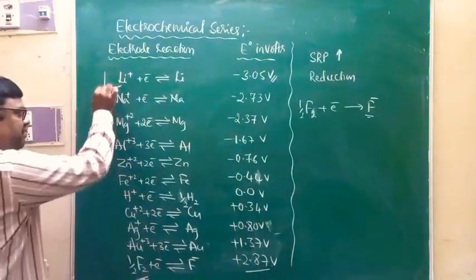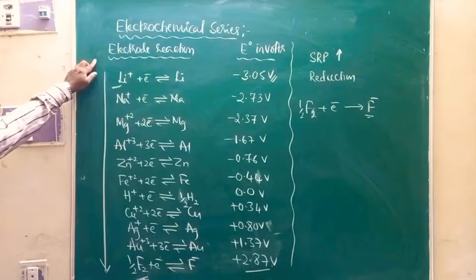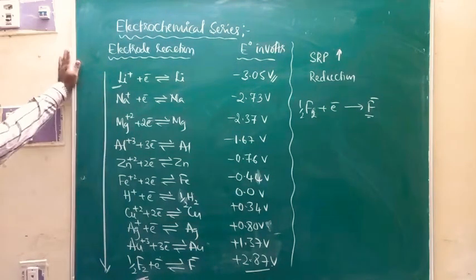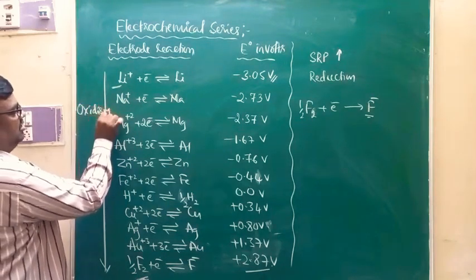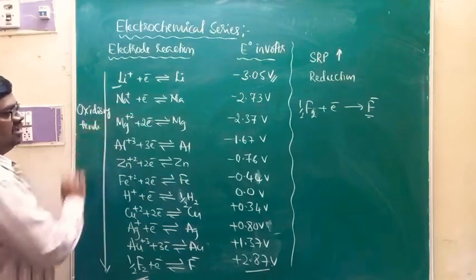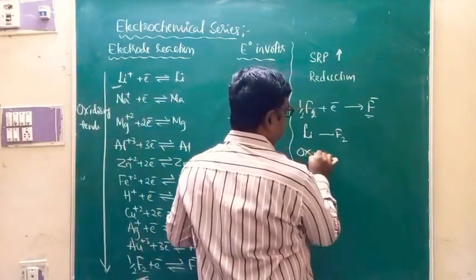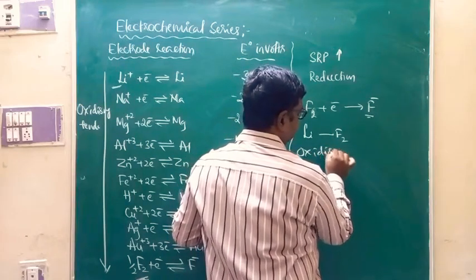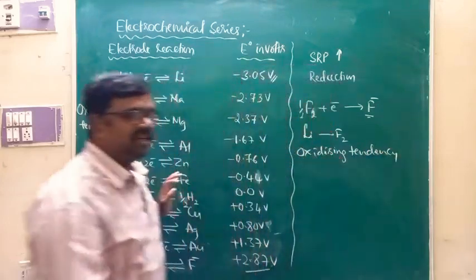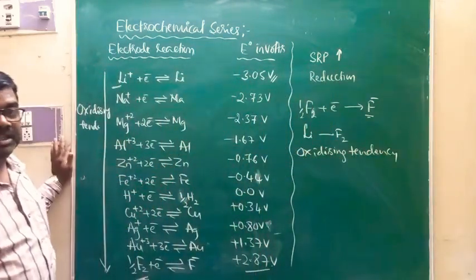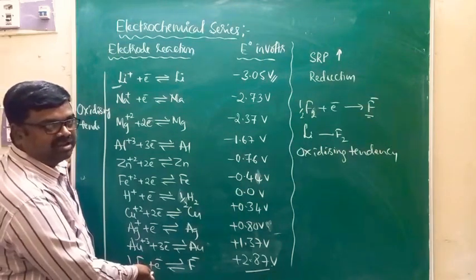Therefore, if I move from lithium to fluorine in the electrochemical series, oxidizing tendency of the element increases, because anything that undergoes reduction easily is a very good oxidizing agent. Fluorine undergoes reduction easily, therefore it is a very good oxidizing agent.